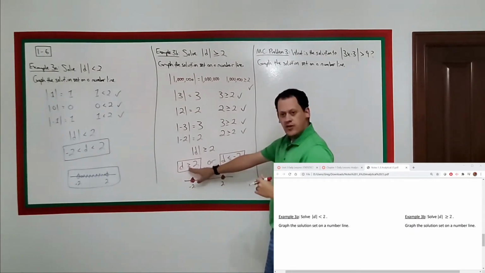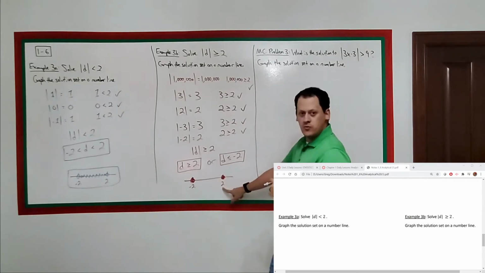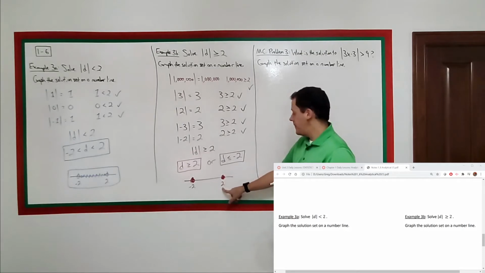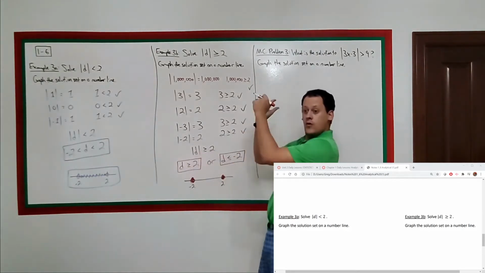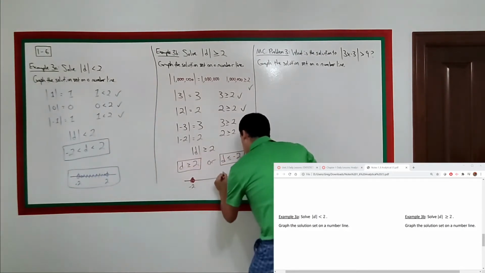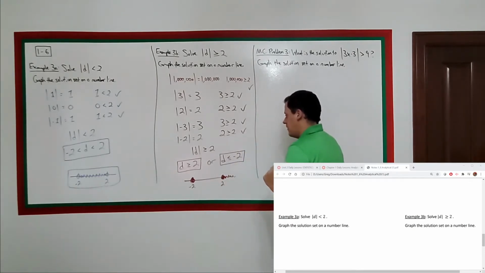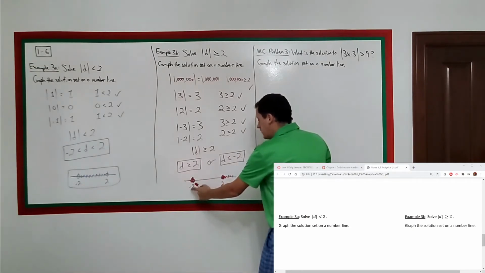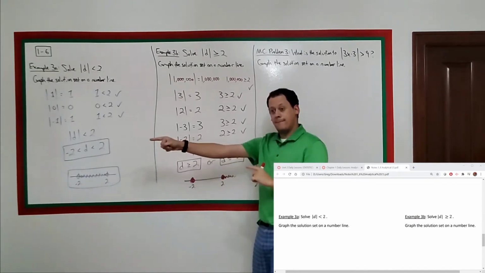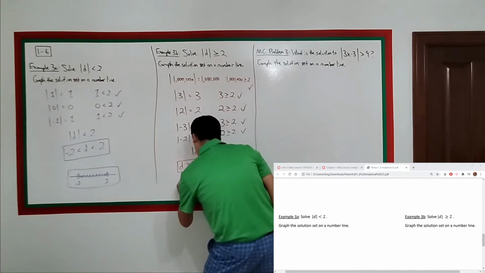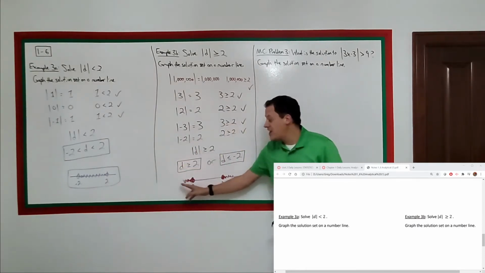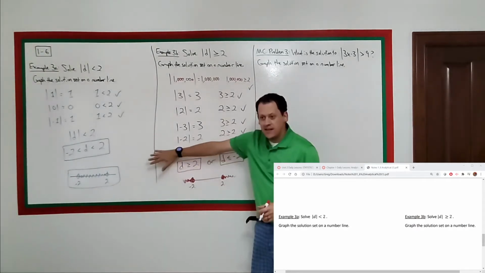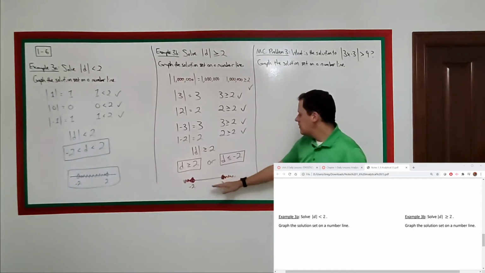If it's greater than or equal to 2, that means we're starting at 2, this circle, and going in which direction to shade? That's pointing to the right. So we shade this way. And then for this one, starting at -2, less than or equal to, that way, to the left. So we're actually shading to the outsides for this one. For or, we shade to the outsides.